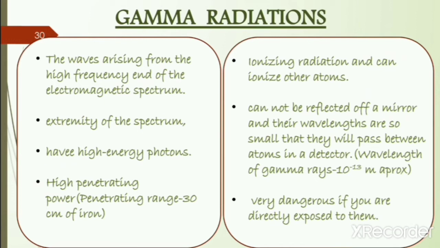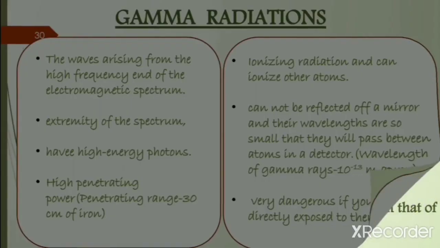Gamma rays cannot be reflected off a mirror and their wavelengths are so small that they will pass between atoms in a detector. That is, the wavelength of gamma rays is approximately 10 raised to minus 13 meter. Gamma rays are very dangerous if you are directly exposed to them.